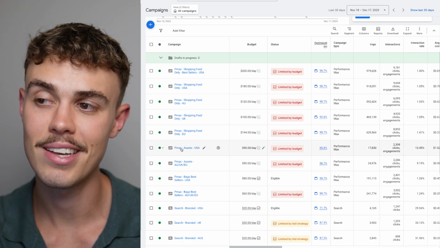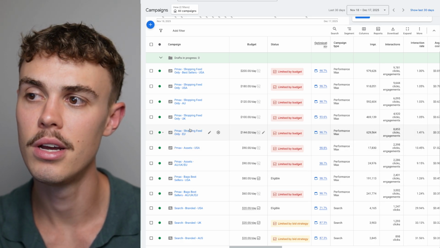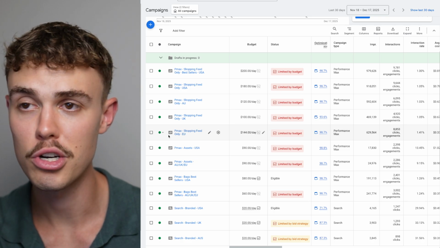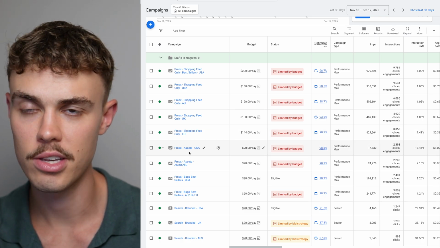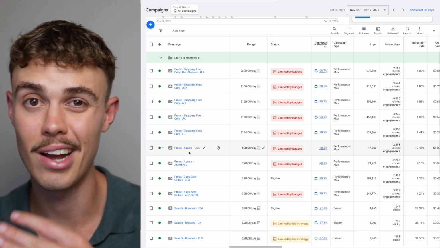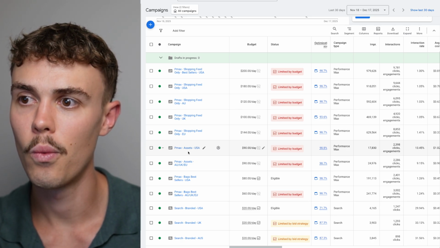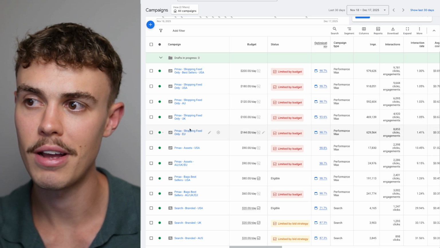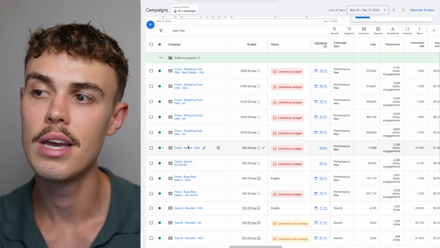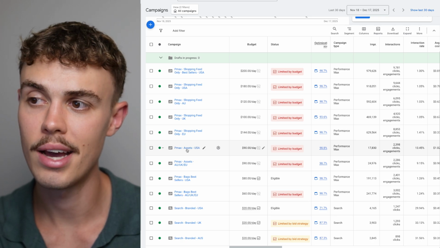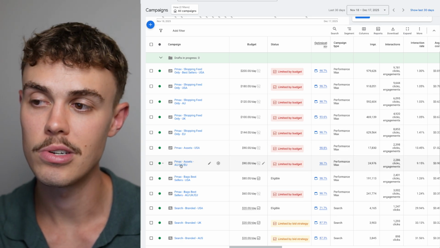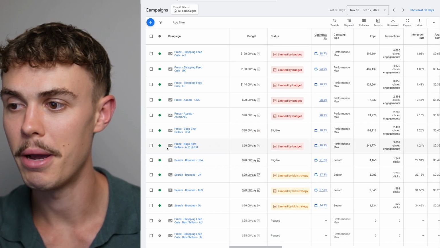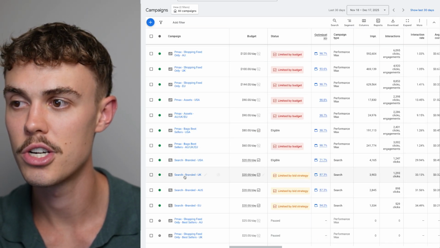Then we also have PMax assets campaigns. So you can see here, we've separated the PMax with the shopping feeds, with the shopping listings, out away from the PMax with the assets. So these are just like search ads, display ads, like general headlines, descriptions, stuff like that. We did that because we first found success with the feed-only campaigns. And then as we started growing a bit more, we realized that these asset-only campaigns actually were performing reasonably well. So we introduced more of them. And then we got all of our branded base campaigns here. So our branded search campaigns.